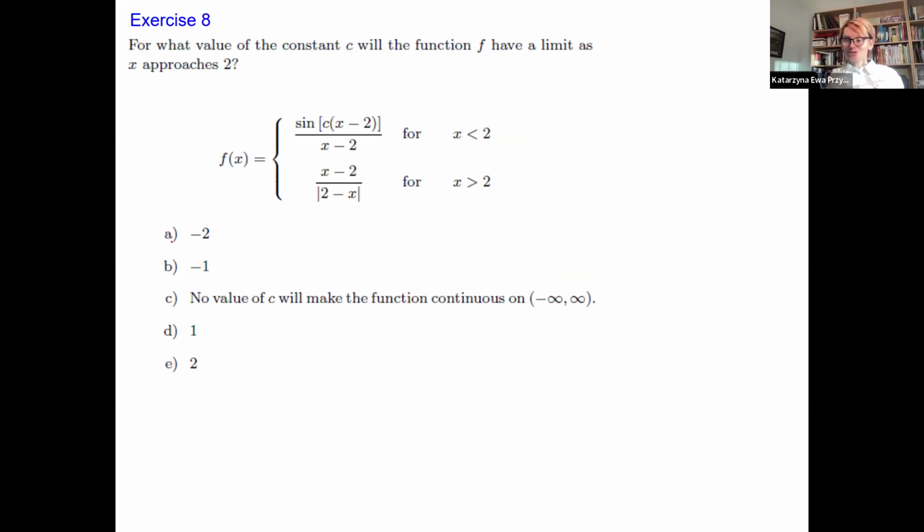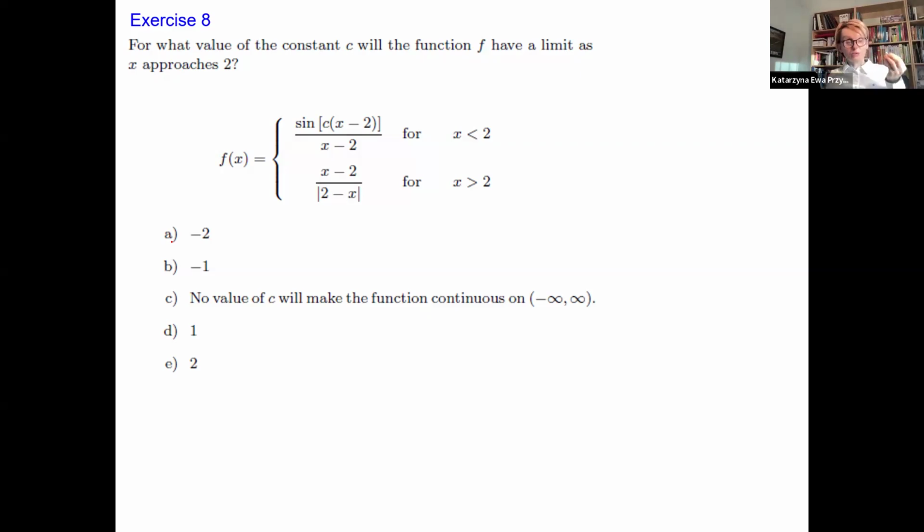Okay, another nice question. Another exam type question. Oh yes, you will see similar questions. For what values of the constant c will the function f have a limit as x approaches 2? And we have a piecewise defined function, different on the left, different on the right.